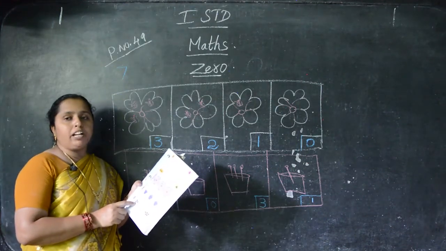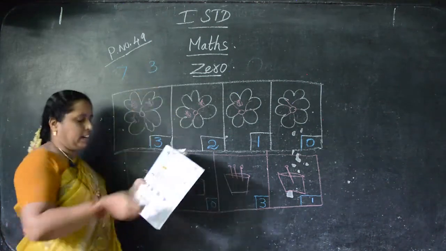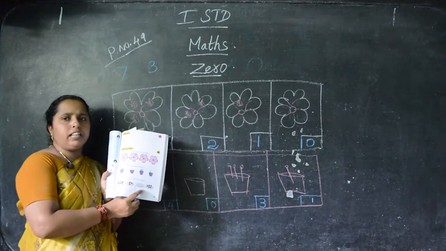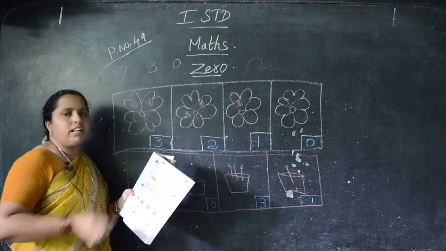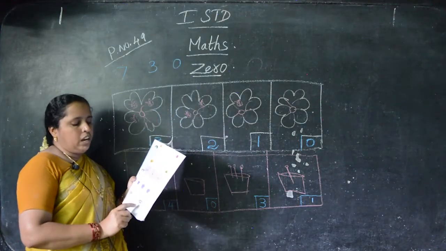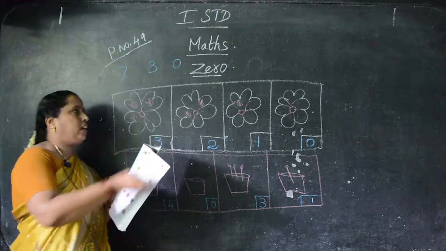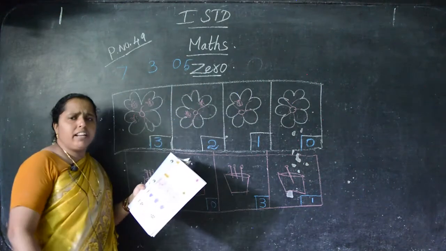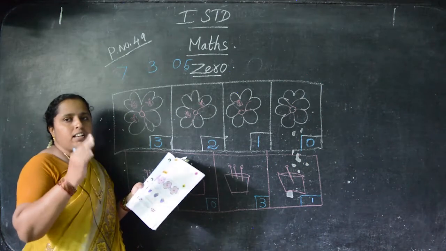In the second plate, how many tomatoes are there? 3. So, 3 you have to write. In the third plate, how many tomatoes, children? See, is there any tomato in the third plate? No. So, that is 0. Understand, children? In the fourth plate, how many tomatoes? 1, 2, 3, 4, 5. So, you have to write 5. What is 0? There is none, that means 0.